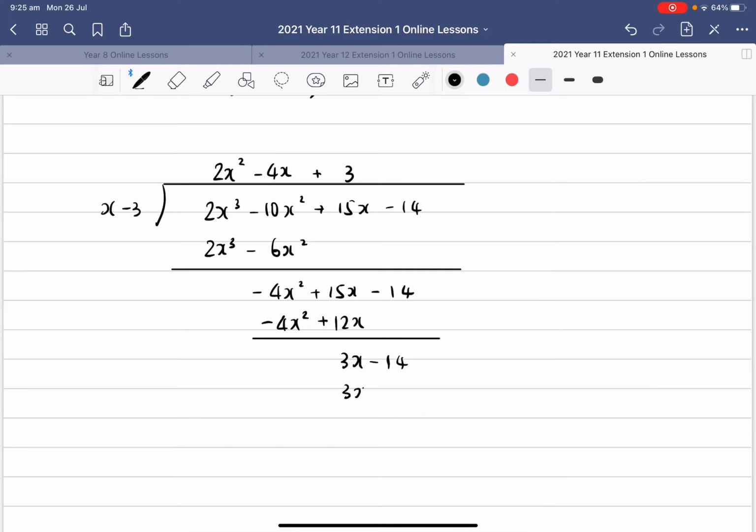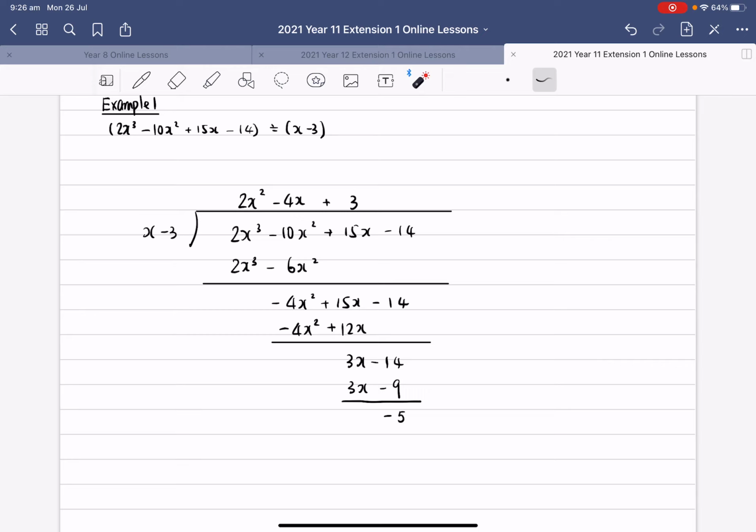So that's a 3x minus 9, and then you subtract both terms. That gives you minus 5 here. Okay, so that's it. So what I have here is a divisor, that's x minus 3. I've got a dividend, which is just P(x). And then I've got the quotient, and that's the remainder I have. That's the completion of that long division here.